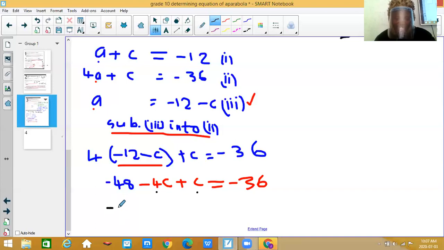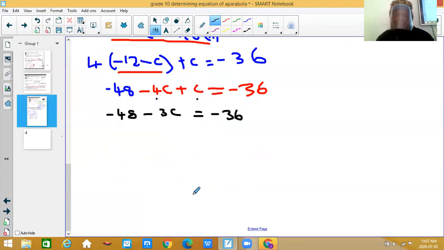So you have negative 48, negative 4C plus C. What's the answer? Be careful. Negative 3C, which is giving us negative 36. Now, do we still have like terms here? Which ones? Negative 48 and negative 36. You decide on where you want to group them.